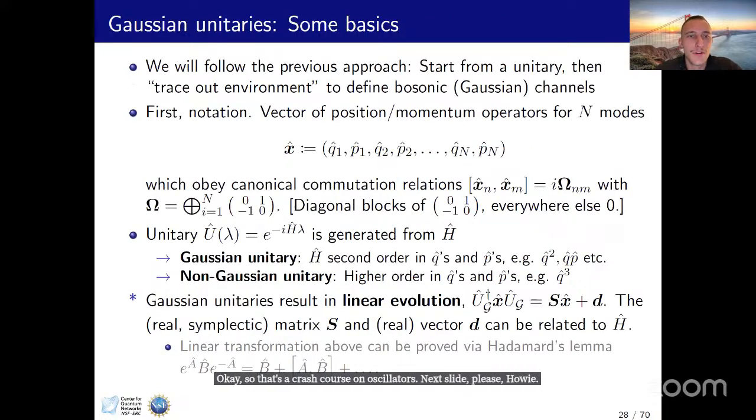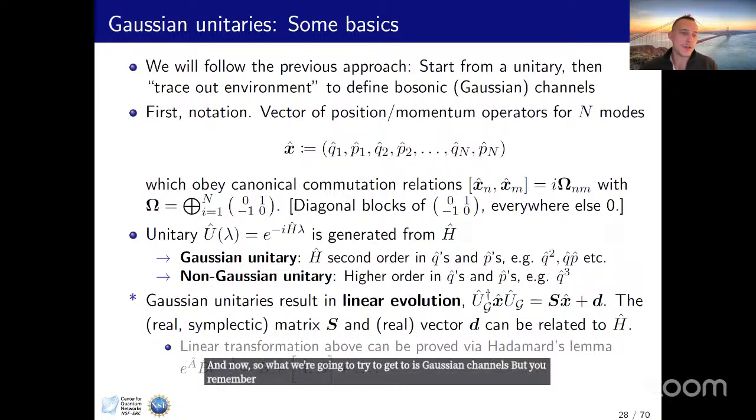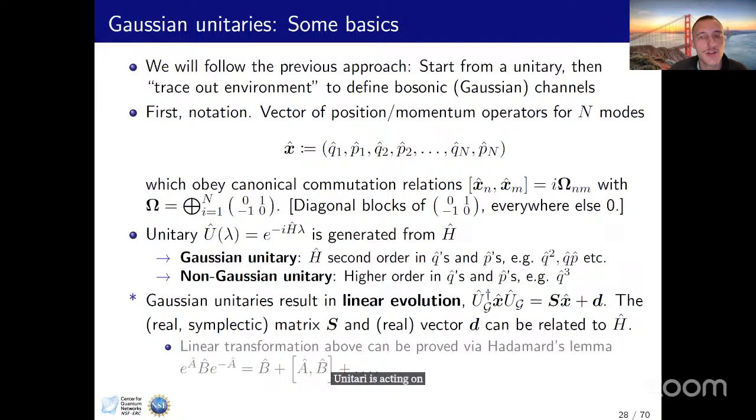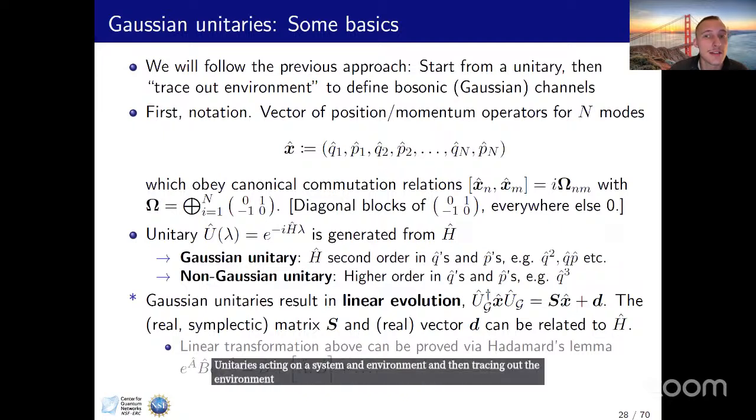Then we'll scale up immediately to bigger and more oscillators, and harder, more abstract things. Now, what we're going to try to get to is Gaussian channels. But you remember before we talked about quantum channels in the most generic case, and we talked about unitaries acting on a system and environment, and then tracing out the environment. So we're going to take the same approach here.